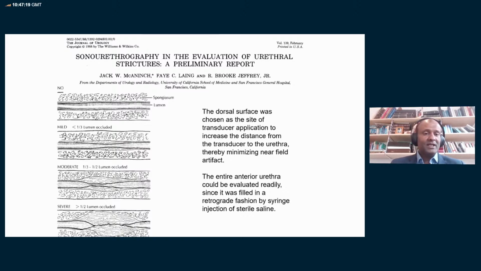They described three types of stricture, mild, moderate, and severe, and it's primarily related to how open the lumen of the urethra is, but most importantly also the degree of spongiofibrosis, which you cannot see on a retrograde urethrogram.